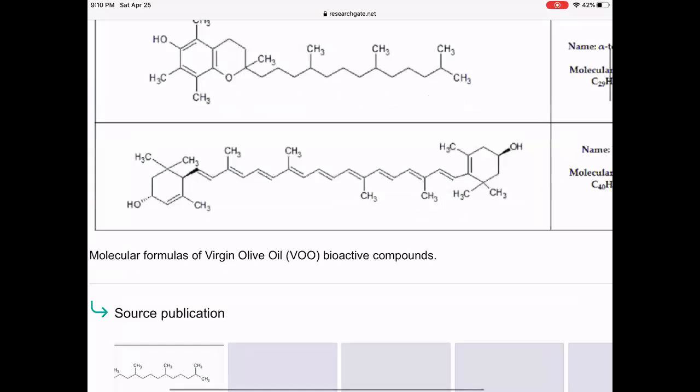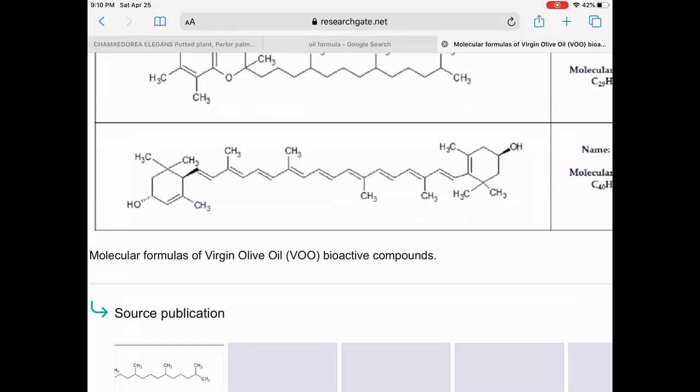So I wanted to show you a picture actually of olive oil. Olive oil is a mixture of different things, but this is one of the things that's in it, and you can see it has double bonds in it, it has a ring in it, and so that makes it unsaturated, again, which causes it to have a lower molar mass relatively, and so that's why it's a liquid at room temperature.